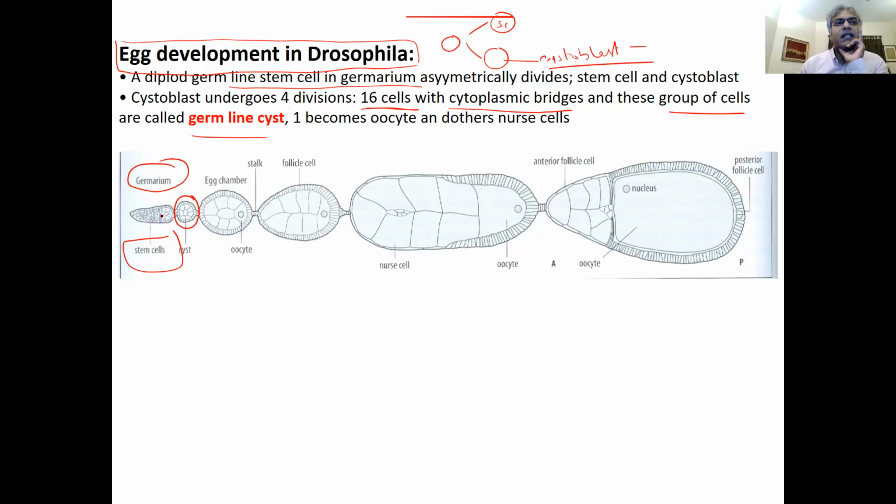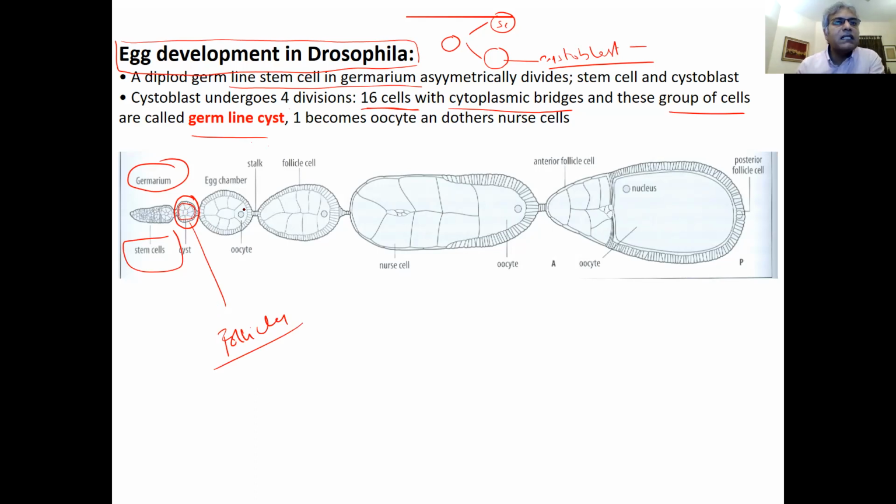So a stem cell divides asymmetrically. One remains a stem cell, the other one becomes a cystoblast. This cystoblast divides 4 times to produce eventually 16 cells, and these cells are connected through cytoplasmic bridges. And collectively here, what you see outside this layer of cells, the outer one, they are called the follicle cells. They are diploids, and these ones are the haploids within.